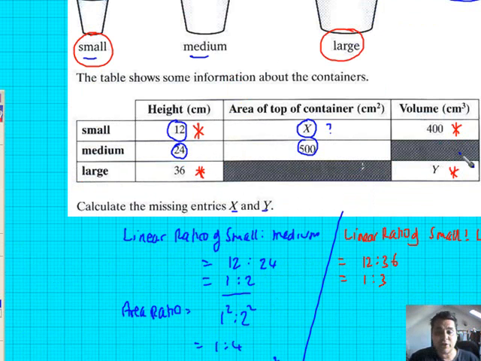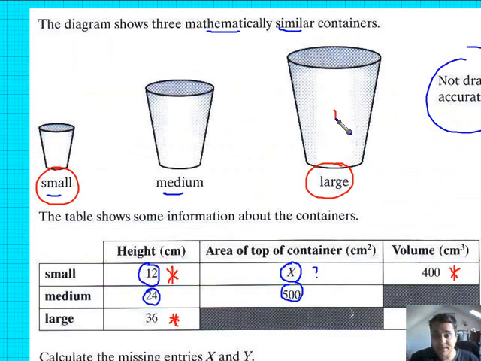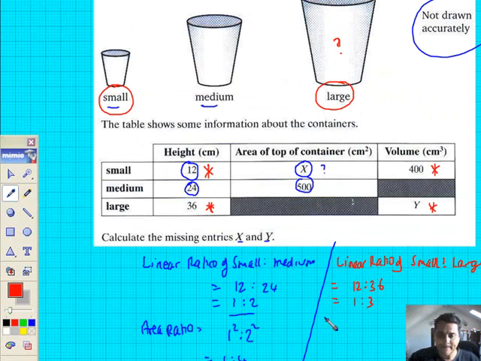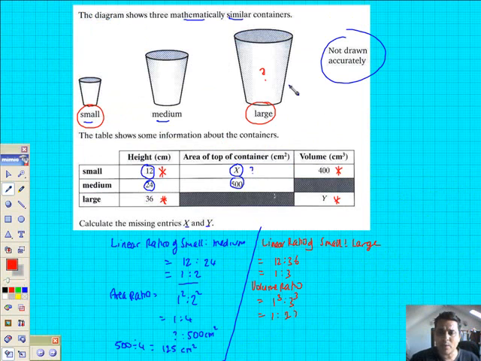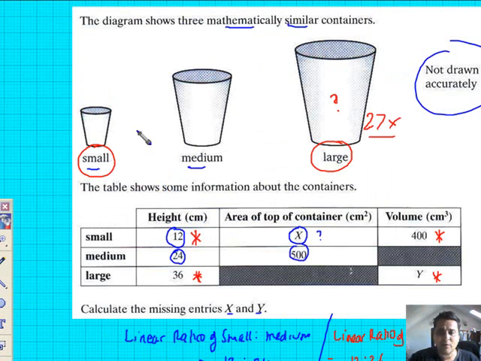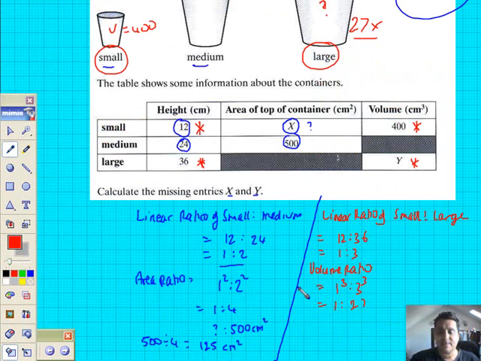Now we're going to work with volume ratio in order to upgrade to get the volume of the biggest cup here. That's meant to be a question mark. Right, volume ratio is going to be the linear ratio cubed, isn't it? So 1 cubed is 1, 3 cubed is 27. So the big one is 27 times the volume of the baby one, isn't it? And the volume here is 400, and the volume here we don't know yet, but we're going to find out. So we're going to take our 400 and multiply by 27 and get the volume of the big one in centimetres cubed.